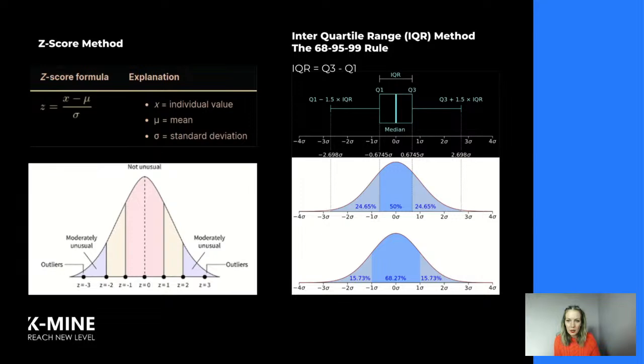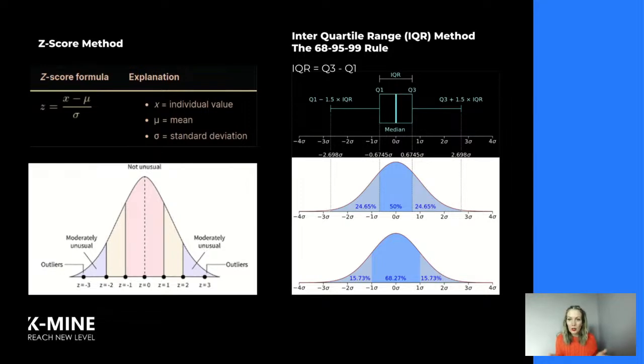When we extend the range to two standard deviations, approximately 95% of the population falls within that range. So what it means is that most of the data points still remain within a reasonable distance from the mean.